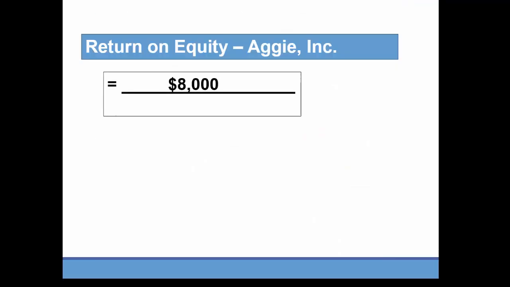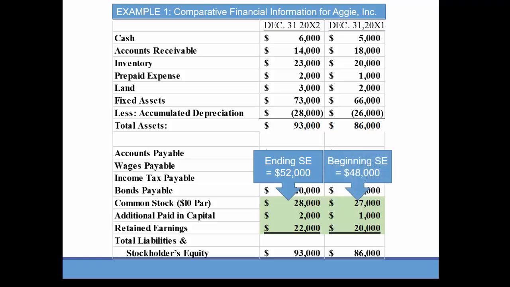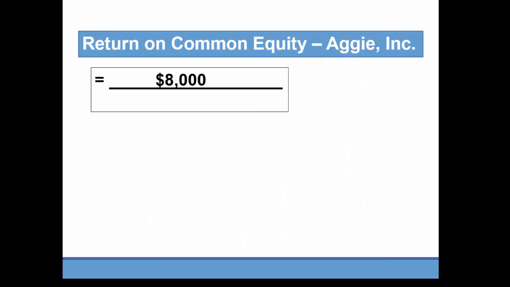For the denominator, we're going to need to go and look at the equity section of the balance sheet. Now what you see here is that the dividing line for liabilities and equities is right there between bonds payable and common stock. So your equity accounts for Aggie Inc. are common stock, additional paid-in capital, and retained earnings. So if you add those up at the end of the year, it's $52,000. At the beginning of the year, it was $48,000. So we'll put that into our denominator.